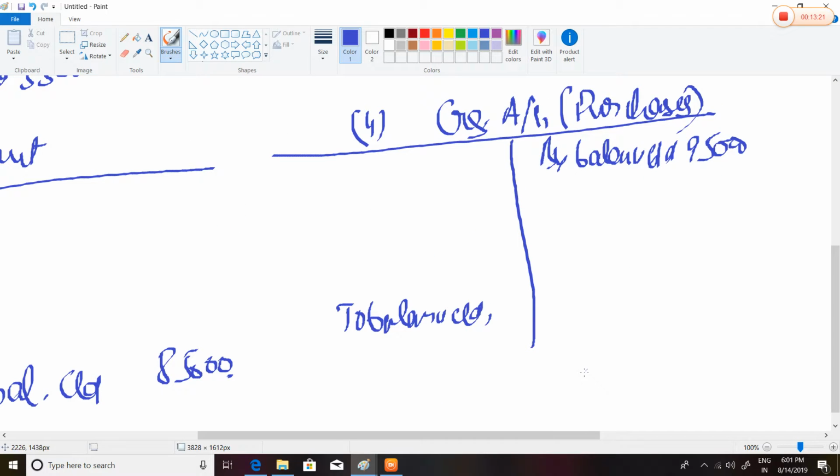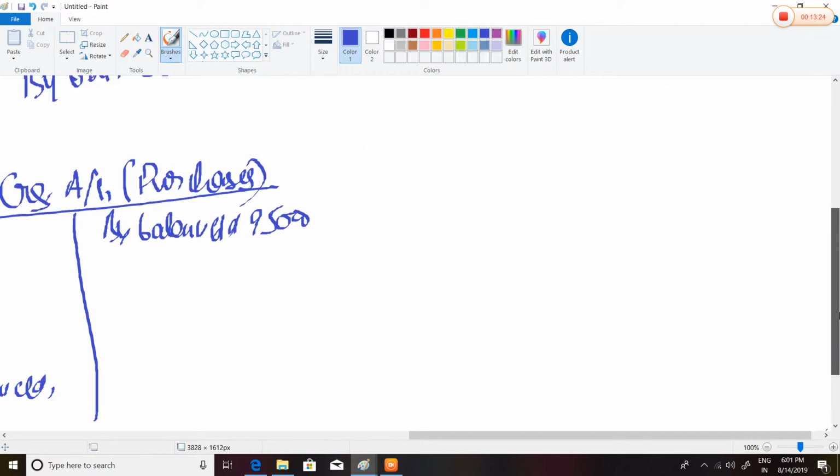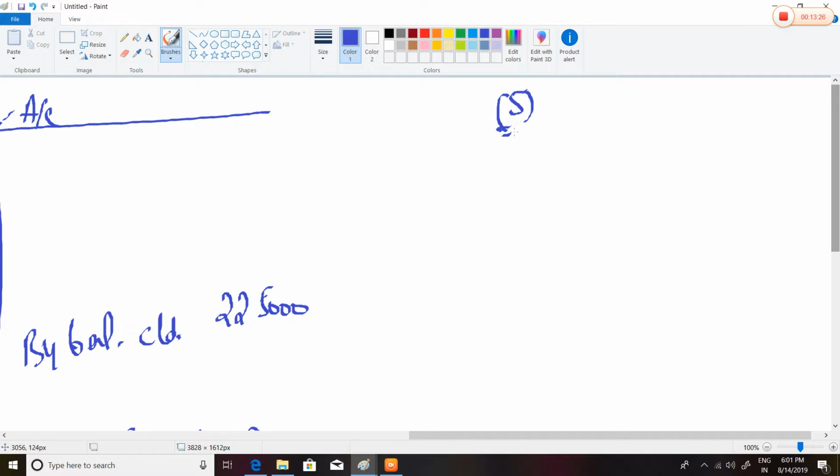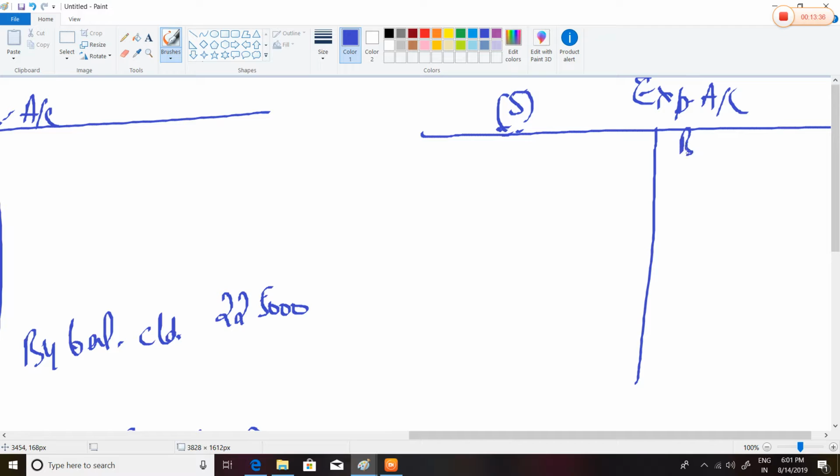Working note next. I hope you are noting the question and the solutions side by side. Expenses account, by balance brought down 20,000 and 15,000 is here. 20,000 to balance carried down 15,000. And then we don't prepare for stock.